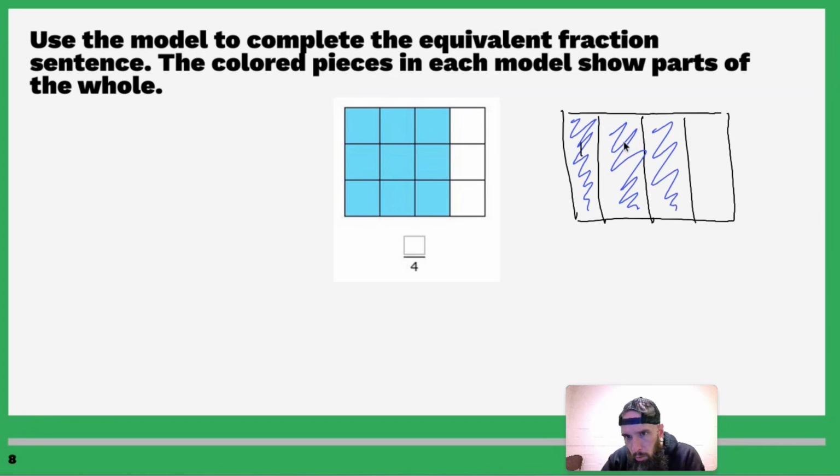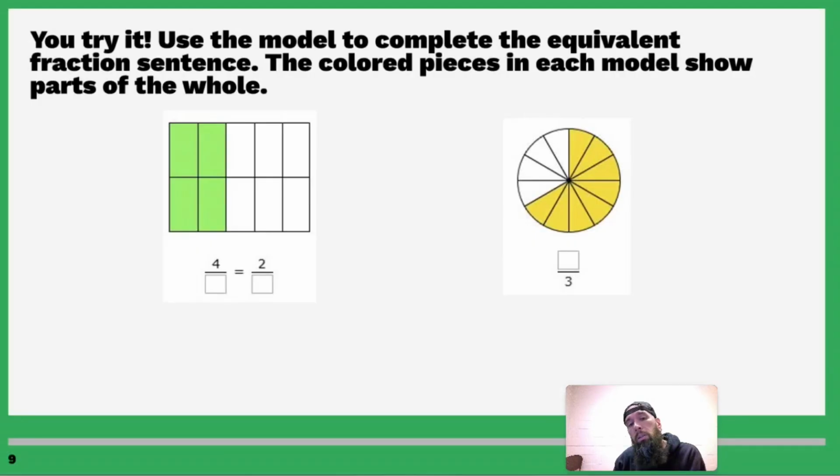There's 1, 2, 3 of you that are colored in. So 3 out of 4 of these are colored in. 3 out of 4 happens to be the same thing as 1, 2, 3, 4, 5, 6, 7, 8, 9 out of 12. 3 out of 4 is the same as 9 out of 12. Who would have thought? Who would have thunk it?